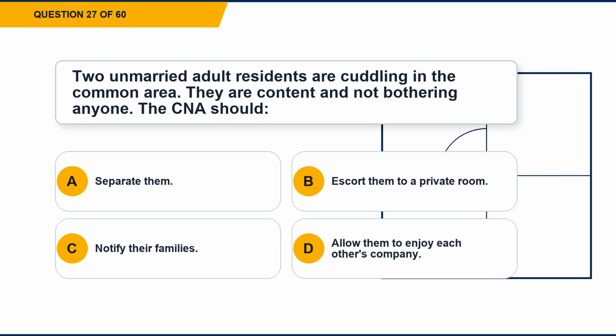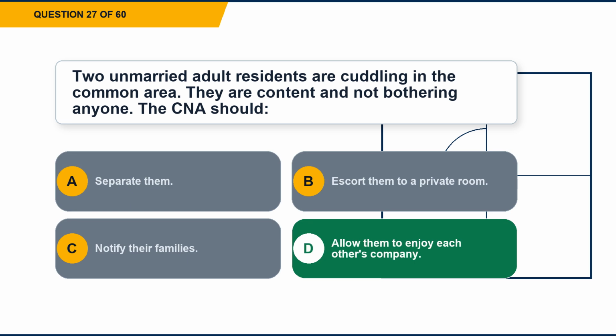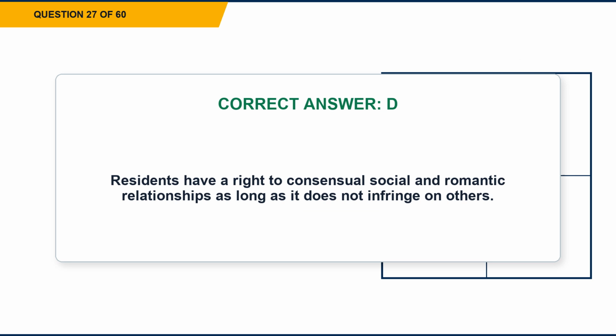Two unmarried adult residents are cuddling in the common area. They are content and not bothering anyone. The CNA should: Option A, separate them. Option B, escort them to a private room. Option C, notify their families. Option D, allow them to enjoy each other's company. The correct answer is option D, allow them to enjoy each other's company. Explanation: residents have a right to consensual social and romantic relationships as long as it does not infringe on others.